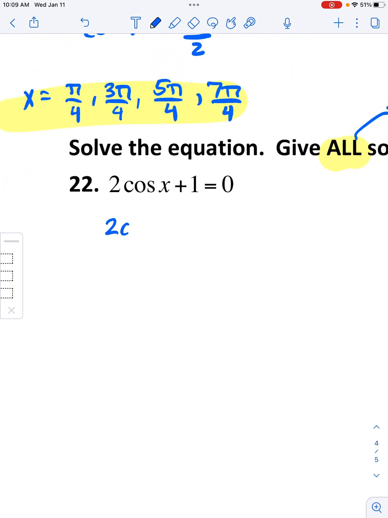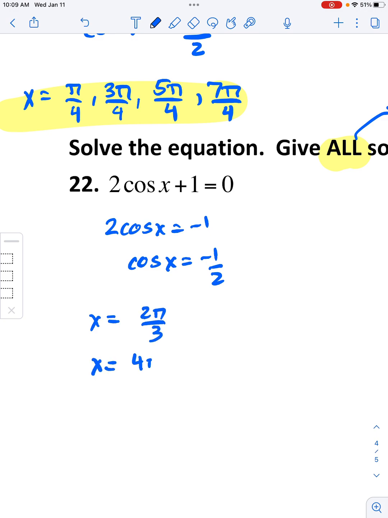The solving is no different. I still just move that over and I divide by 2 and I go to my unit circle and I find that the cosine is going to be negative 1/2 at 2 pi thirds and also at 4 pi thirds.